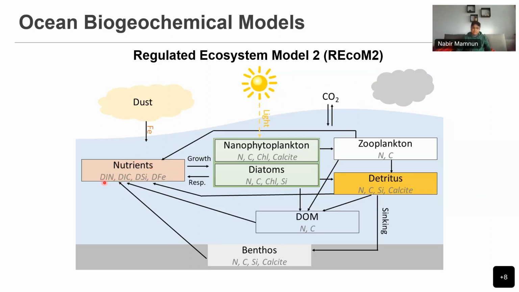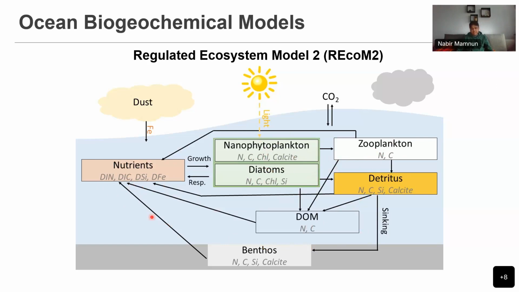The matter flows from the inorganic nutrients to phytoplankton. Then phytoplankton take up energy from sunlight and they grow, and then they are eaten by zooplankton. When phytoplankton and zooplankton die, they become detritus, which might sink and remineralize, going back to the nutrients. The zooplankton and phytoplankton also excrete, and that again goes to the nutrients.